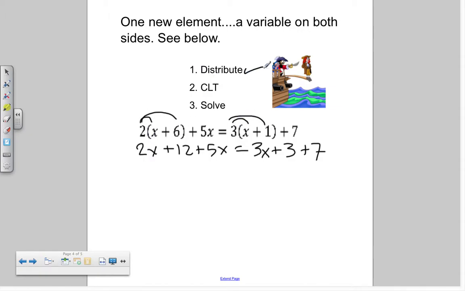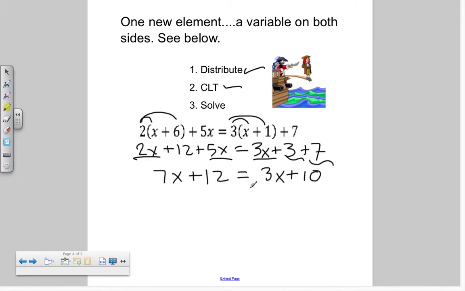Okay, done with my distributive. Now I'm going to combine like terms. 2x and 5x is 7x plus 12 equals 3x doesn't have any buddies, but 3 and 7 do. So I recopy the 3x, and I have 3 plus 7, which gives me 10. Okay, so I've combined my like terms. Now all I have left is to solve.